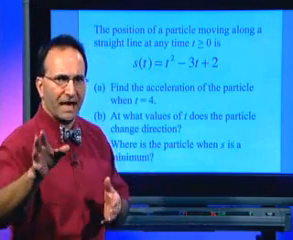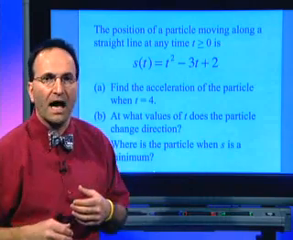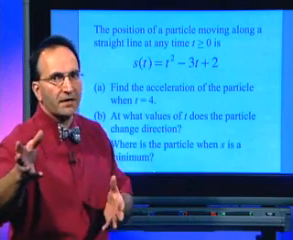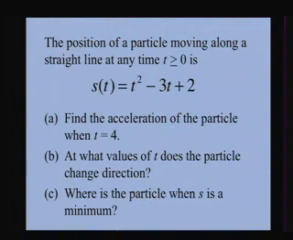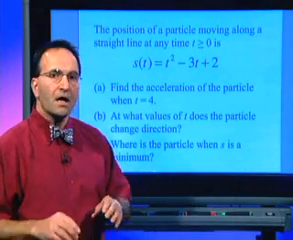Let's look back at our last example and add some parts to it. We're going to look at the same particle moving along a straight line for times greater than or equal to 0, and we'll still use the same function, s of t equals t squared minus 3t plus 2. But this time, we want to, A, find the acceleration of the particle when t equals 4. Then find what values of t the particle actually changes direction. And then finally, find where the particle is when s is at a minimum.